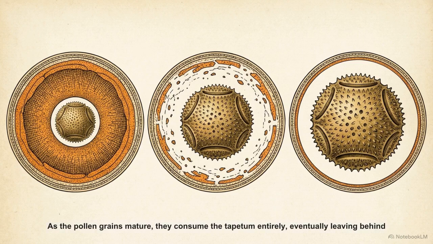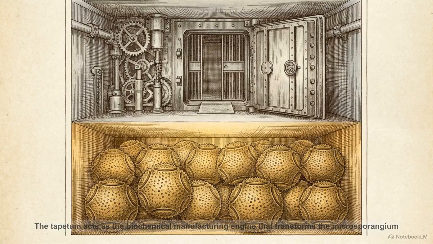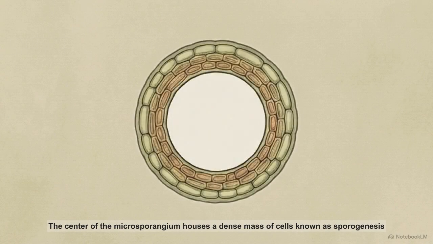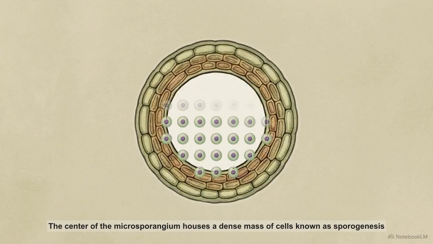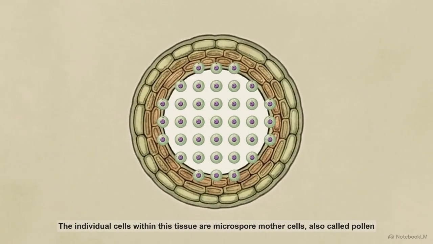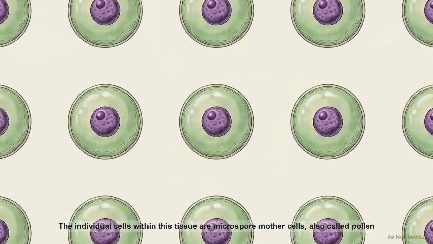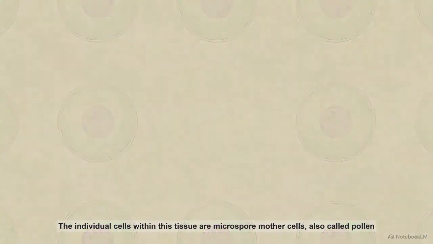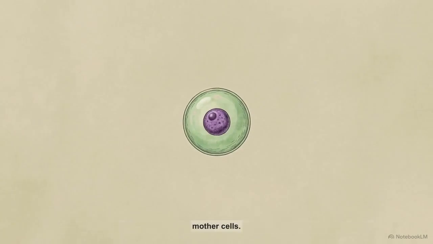As the pollen grains mature, they consume the tapetum entirely, eventually leaving behind an empty sac. The tapetum acts as the biochemical manufacturing engine that transforms the microsporangium from a sterile vault into a fertile chamber. The center of the microsporangium houses a dense mass of cells known as sporogenous tissue. The individual cells within this tissue are microspore mother cells, also called pollen mother cells.